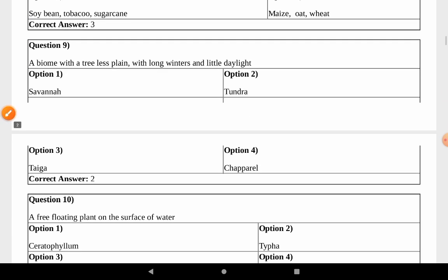The next question is a biome with tree-less plain with long winters and little daylight. So option 1 savanna, option 2 tundra, option 3 taiga, option 4 chaparral. So the correct answer is option 2 tundra. Tundra is a biome with a tree-less plain with long winters and little daylight.